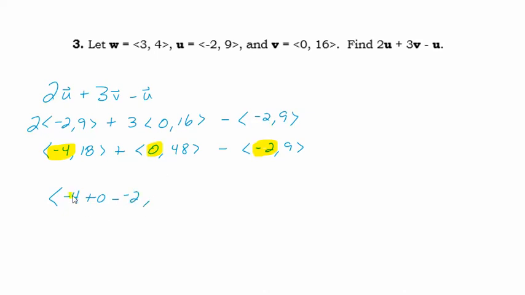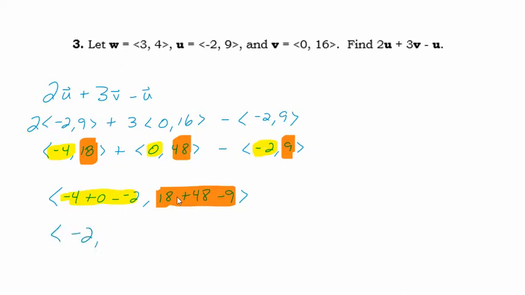That's all these guys, right? And then for our vertical components, we've got 18 plus 48 minus 9. Let me just figure out what that is. 18 plus 48 minus 9. We'll do some higher mathematics here to finish this up. Let's see, negative 4 plus 2 would be negative 2, and 18 plus 48 would be 66. Take away 9 would be 57. So that would give you this vector. So this whole thing right here is some vector.